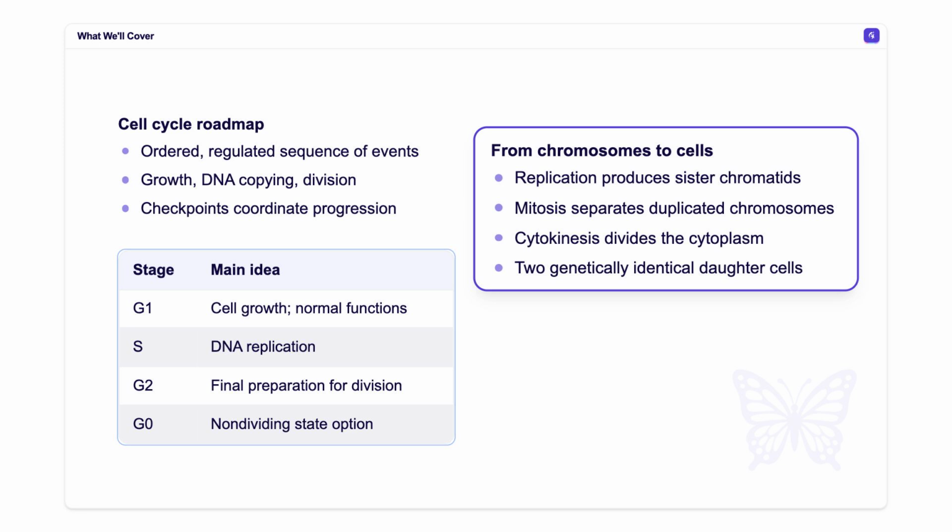After DNA replication, each chromosome has two identical copies called sister chromatids. That change sets up mitosis, when the duplicated chromosomes are separated accurately. Mitosis divides the nucleus, and cytokinesis divides the cytoplasm. Together, they produce two genetically identical daughter cells, which is the key outcome of this process.